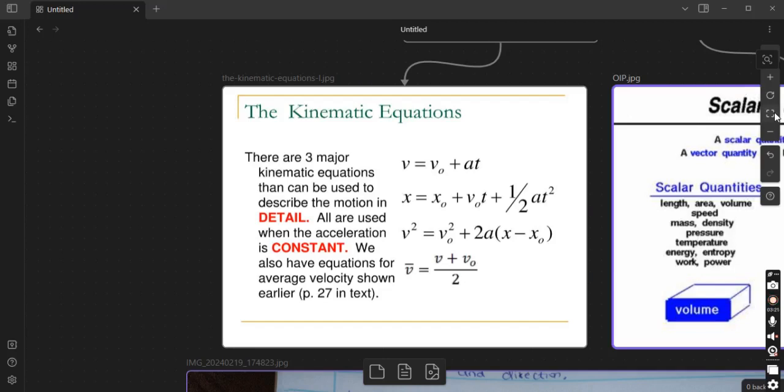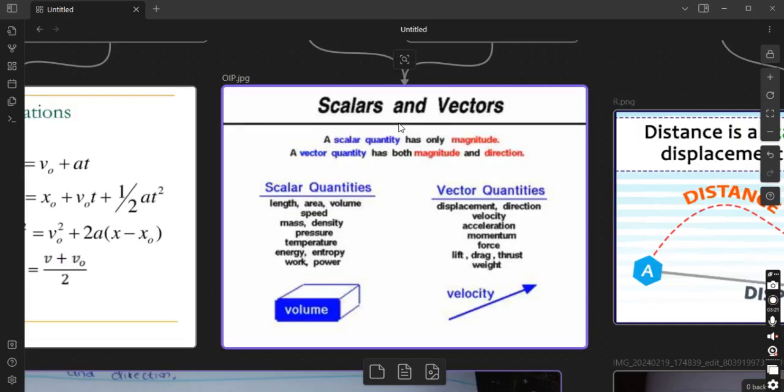On scalars and vectors, as I explained above, a scalar is a physical quantity that has only magnitude, and a vector quantity is also a physical quantity that has both magnitude and direction. Here, guys, you are given examples of scalar quantities as well as vector quantities. We know that length, measured in meters, is a scalar. We have area, volume, speed, mass, density, pressure, temperature, energy, entropy, work, and power.